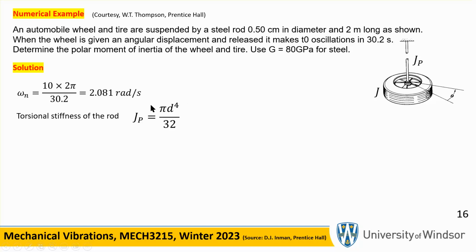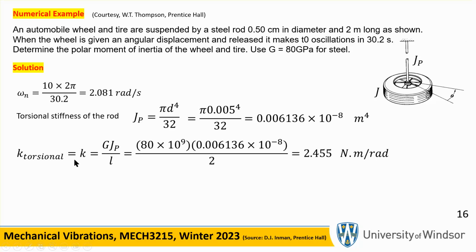Now, we can also calculate JP because we know the diameter of the bar. Just plug it in, work it out. And if you have the G given to us, shear modulus, and JP we just calculated, and the length of the bar is 2, you can find the torsional stiffness of the bar right there. And the formula, we just discussed it a minute ago, is GJP over L. K is this ugly term, GJP over L. We just plug it in.